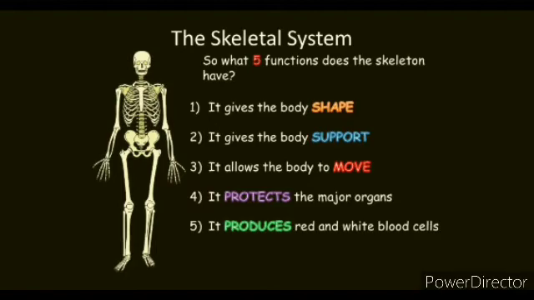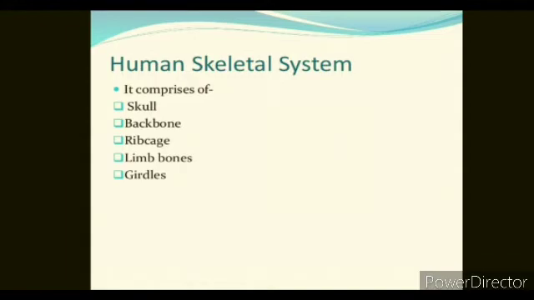Our skeletal system consists of bones and cartilage. The bones are hard in structure, but the cartilages are soft and elastic and can easily bend. Examples of cartilage are present in our earlobe and nose. Now, the human skeletal system has different parts: first, skull, backbone, rib cage, and limb bones. One by one, we will discuss each of them.